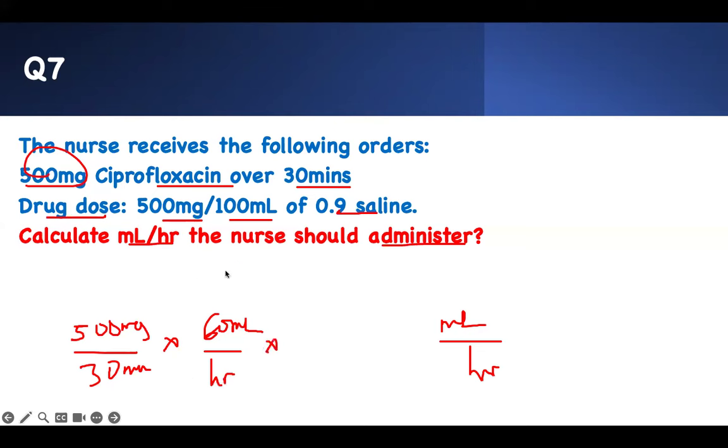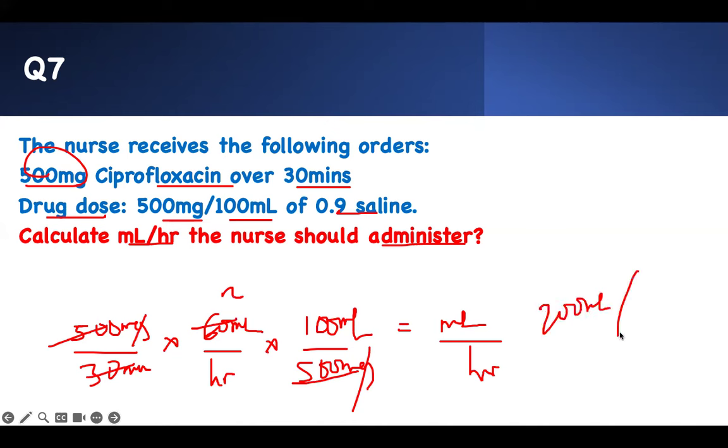Then you take your available at 500 milligrams over 100 ml. I want ml on top, so I put 100 ml on top and the 500 below. Then you cancel ml, cancel ml, cancel 500, and you have 2. So the answer is 200 ml over an hour. That's the way you do it, dimensional analysis.